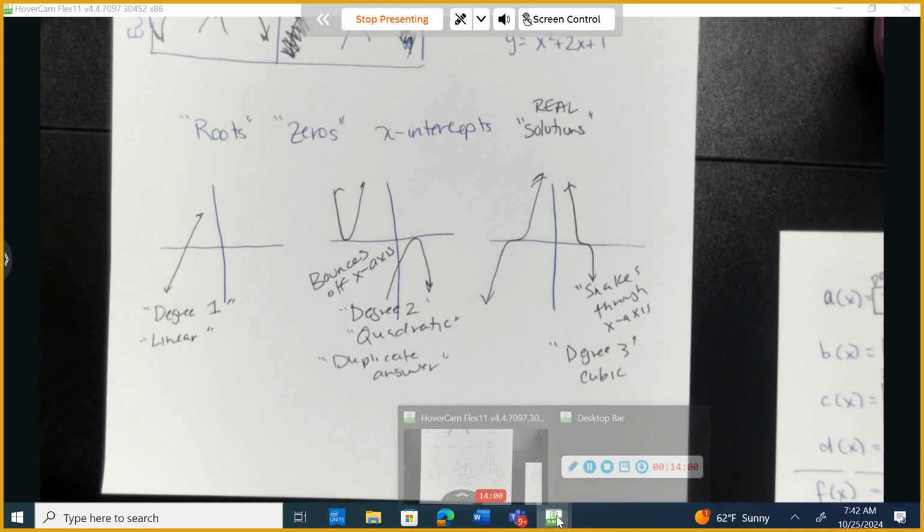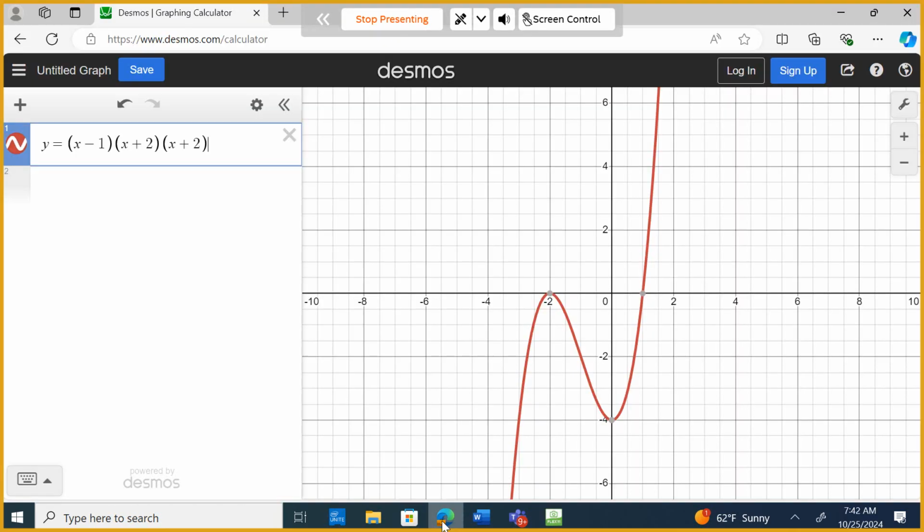Let's go back and look. Can everybody see over here at 1? At x equals 1, does everybody see how the function crosses the x-axis, how it just slashes right through?